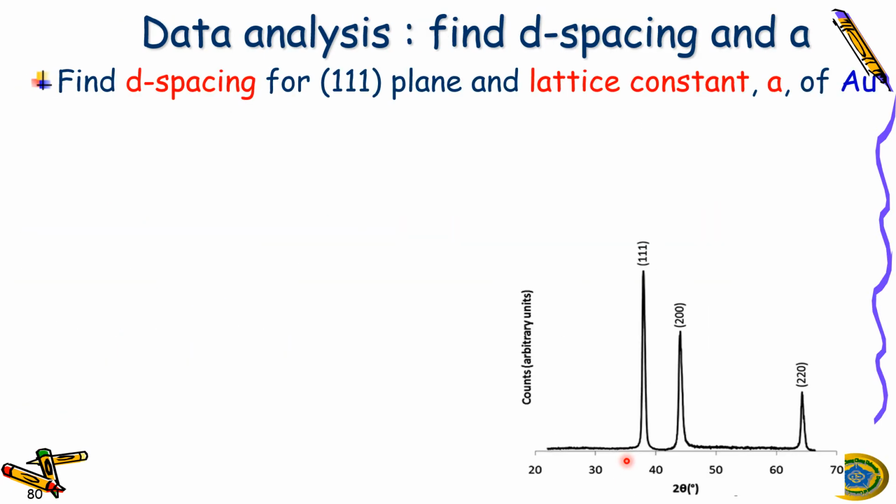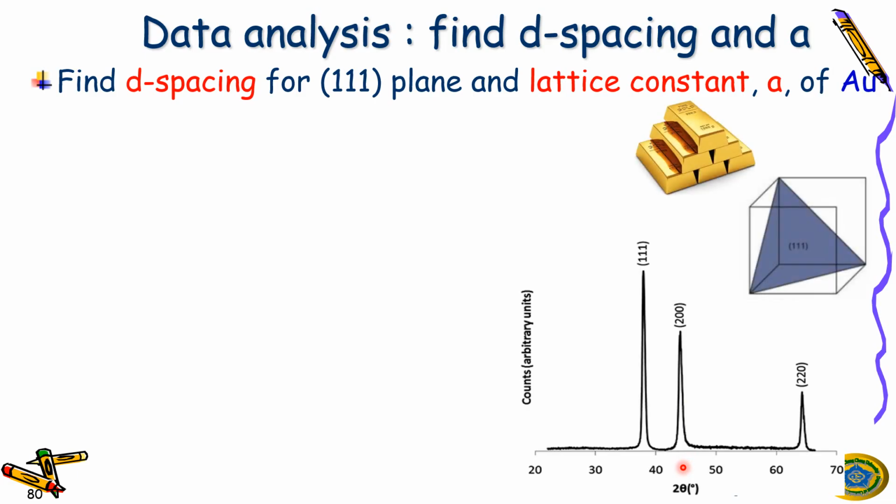Okay, here is the example: find the d spacing and a. We have the 111 plane and the lattice constant a of gold. This is the pattern of gold, which has a 111 peak at around 38 degrees and a 200 peak at 45 degrees. This is 111. I want you to find out the 111. This is gold, and this is the 111 plane. So how can you do that for me?